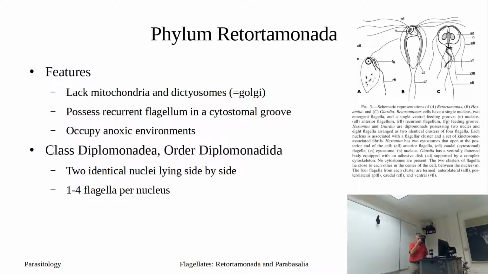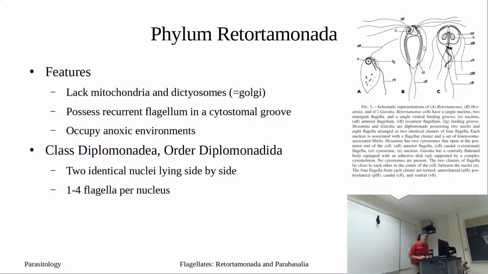All right. So members of this group also possess recurrent flagella that are found in a cytostomal groove. Now, the recurrent flagella are flagella that can extend backwards. I have this diagram here where anterior is up at the top and the posterior is down at the bottom. Recurrent flagella are those that protrude forward but then extend backwards. That's a recurrent flagellum.